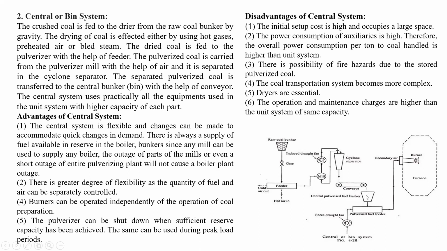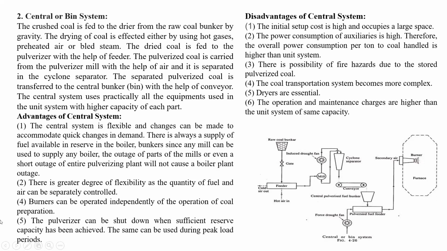Then the central system uses practically all equipment used in the unit system, with high capacity for each part. Then you can see this is sent to the pulverized fuel feeder directly, and with the help of an FD fan, the pulverized fuel is forced to the burner or furnace.